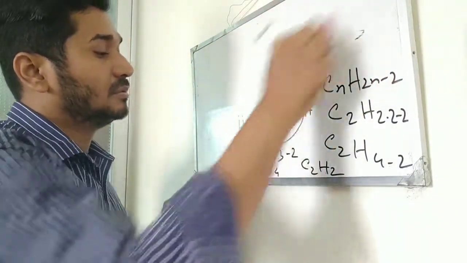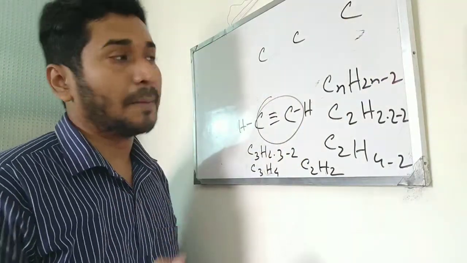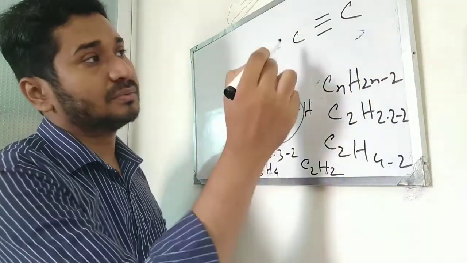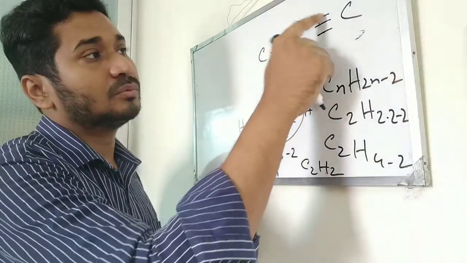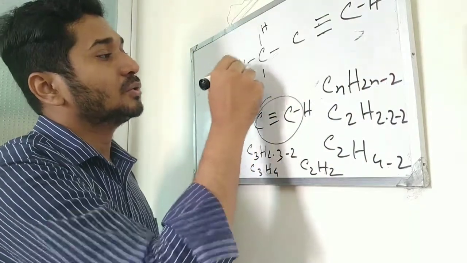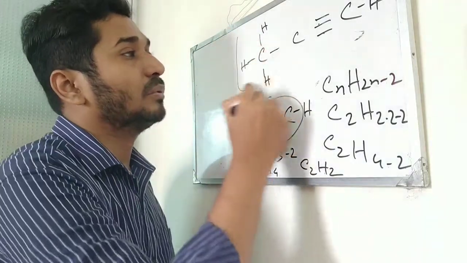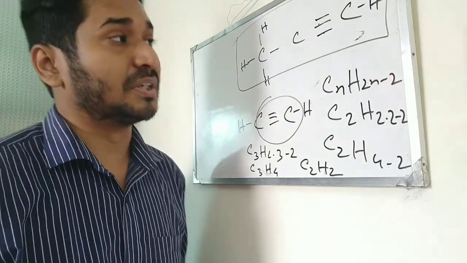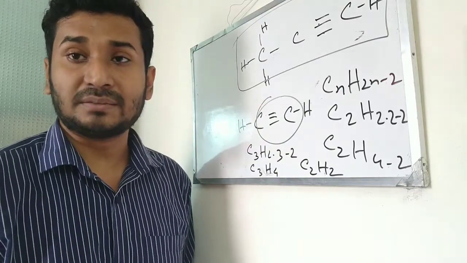How to write this? C, C, C. There will be one triple bond, and we notice that this carbon is complete with 4 bonds. To complete the bonds I have to take hydrogen. This way the formula is consistent. So propyne, butyne, pentyne, hexyne, heptyne, octyne.